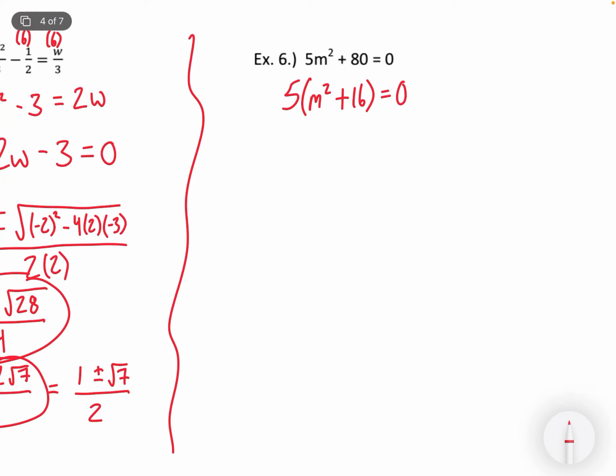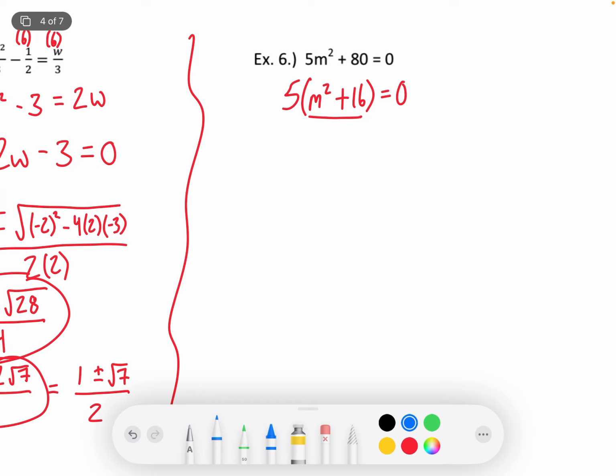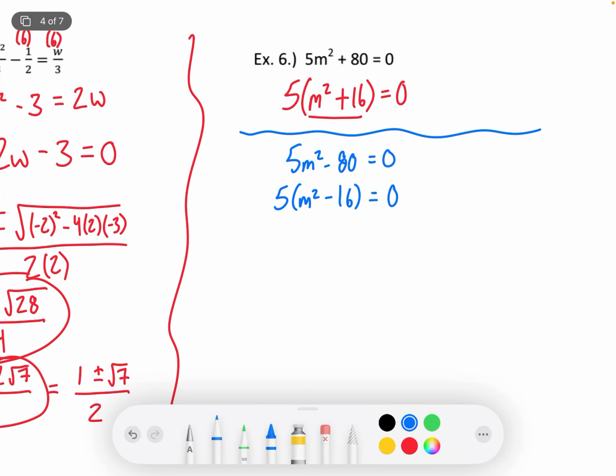And for things like the a value of our quadratic in this case, or whatever function we're looking at, it's useful to have that value there. The way this is though, this would be a sum of squares and we can't actually do anything. So we'd be all done here. But if we were to change this to 5m squared minus 80 equals 0, we'd get 5 times m squared minus 16 equals 0. And then there's two ways to solve it from here.